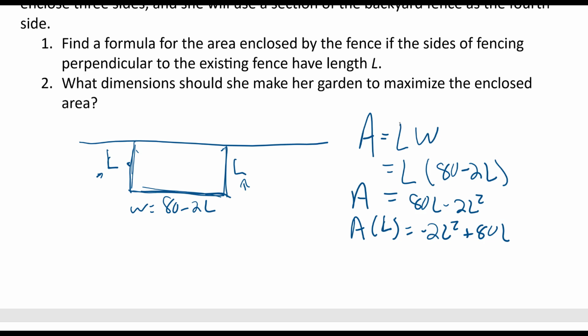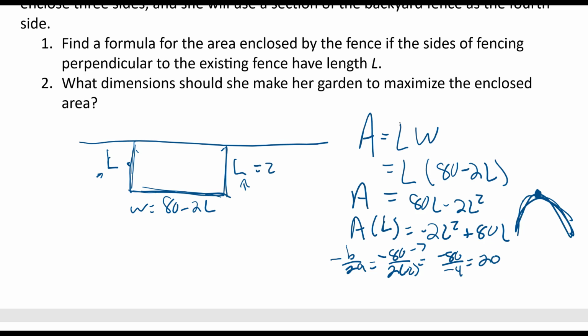So then what dimensions should she make her garden to maximize the enclosed area? Given that this is a negative leading coefficient, this would be a parabola that opens down. So the vertex would be the maximum area. And for the L value, it's going to be negative B over 2A. So it's going to be negative 80 over 2 times negative 2. That's negative 80 over negative 4, or 20.